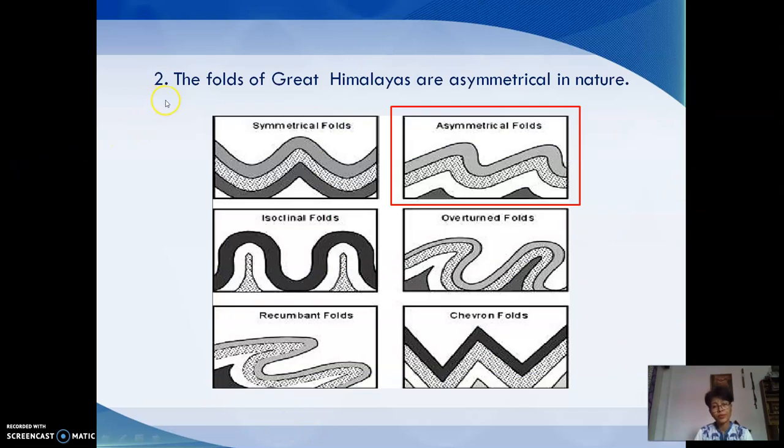Now, second point, the folds of the Great Himalayas are asymmetrical in nature. Our Himalayas, as I have already told, are fold mountains, and a variety of folds are there. You see here in this picture I have shown 6 varieties. Out of these, first one symmetrical, then isoclinal, then recumbent, chevron, and overturned. The last one, asymmetrical folds. So our Himalayas we can say are asymmetrical in nature. You see the shape of the asymmetrical fold.